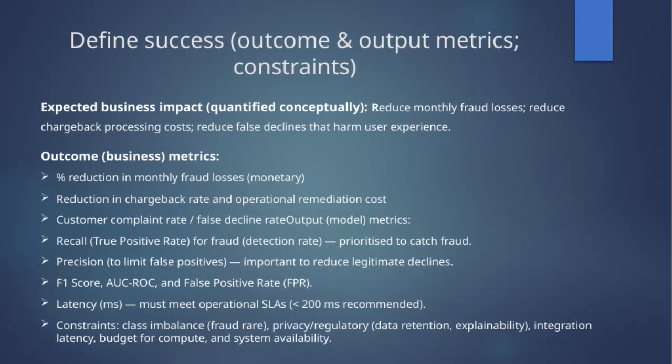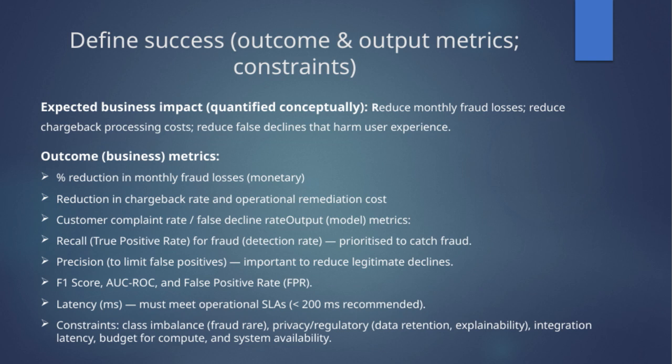On this slide, we're focusing on the expected business impact, which we can think of in a few key areas. First, we aim to reduce monthly fraud losses, which directly improves our bottom line. We also want to cut down on chargeback processing costs, making our operations more efficient. Additionally, by reducing false declines, we can enhance the user experience, preventing legitimate customers from feeling frustrated or turned away.